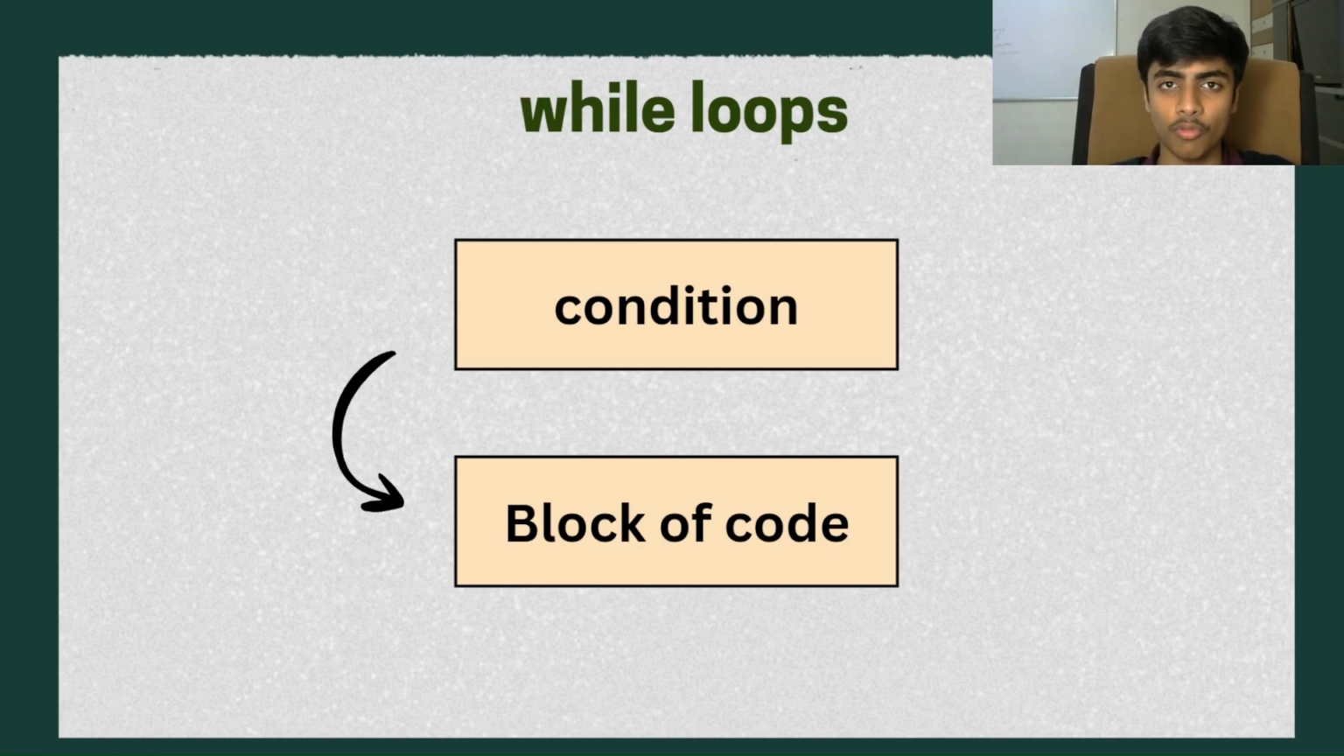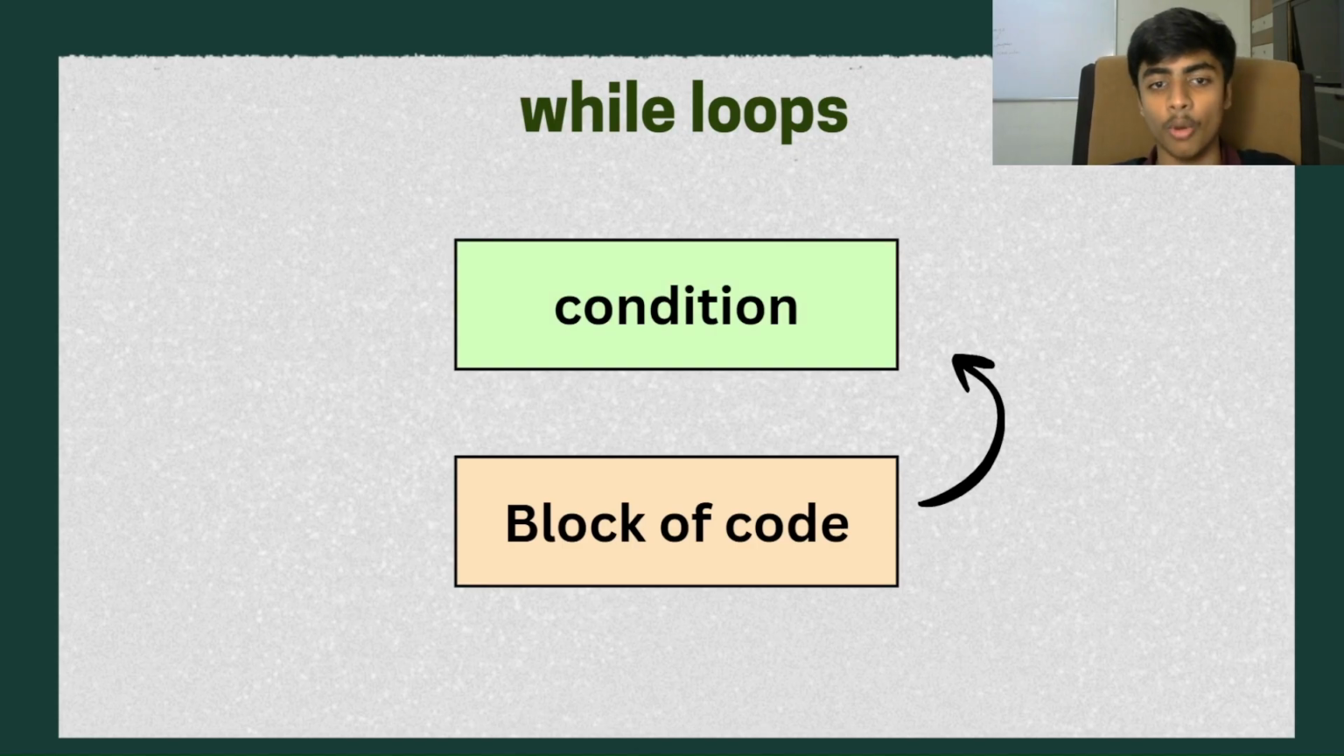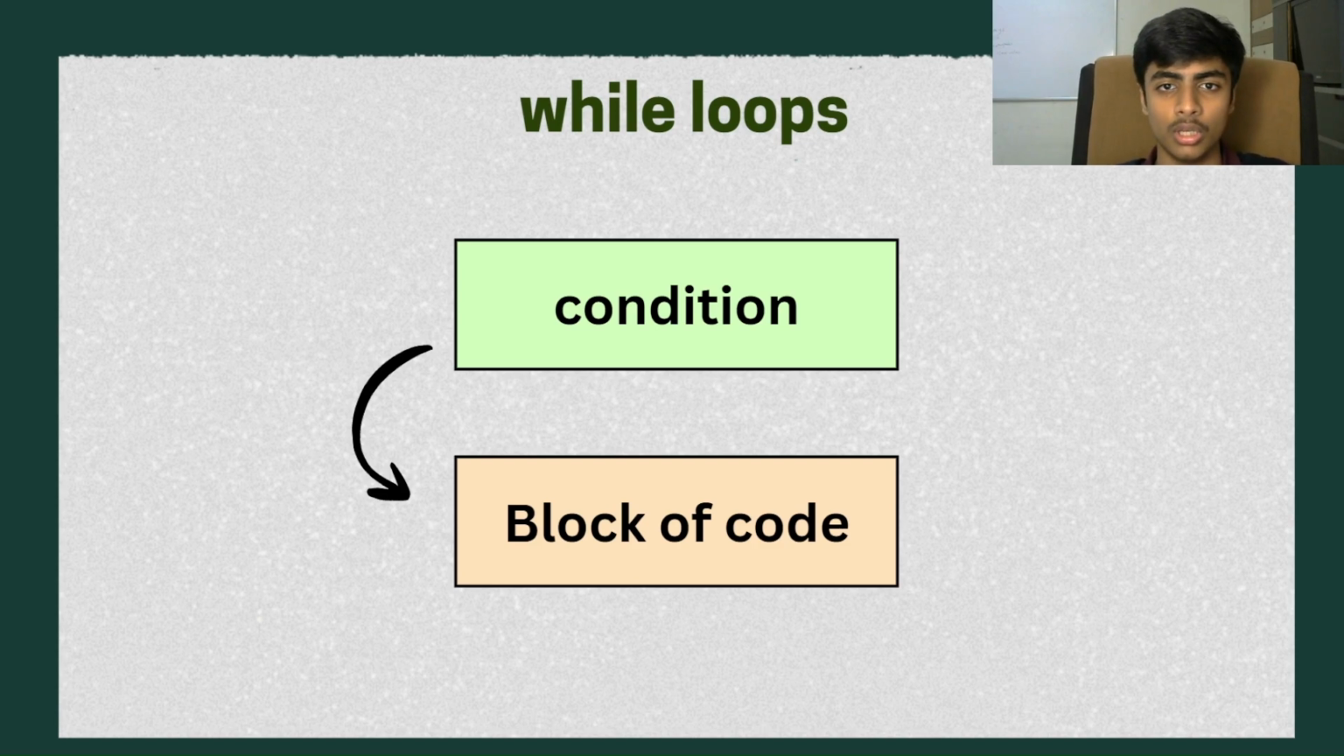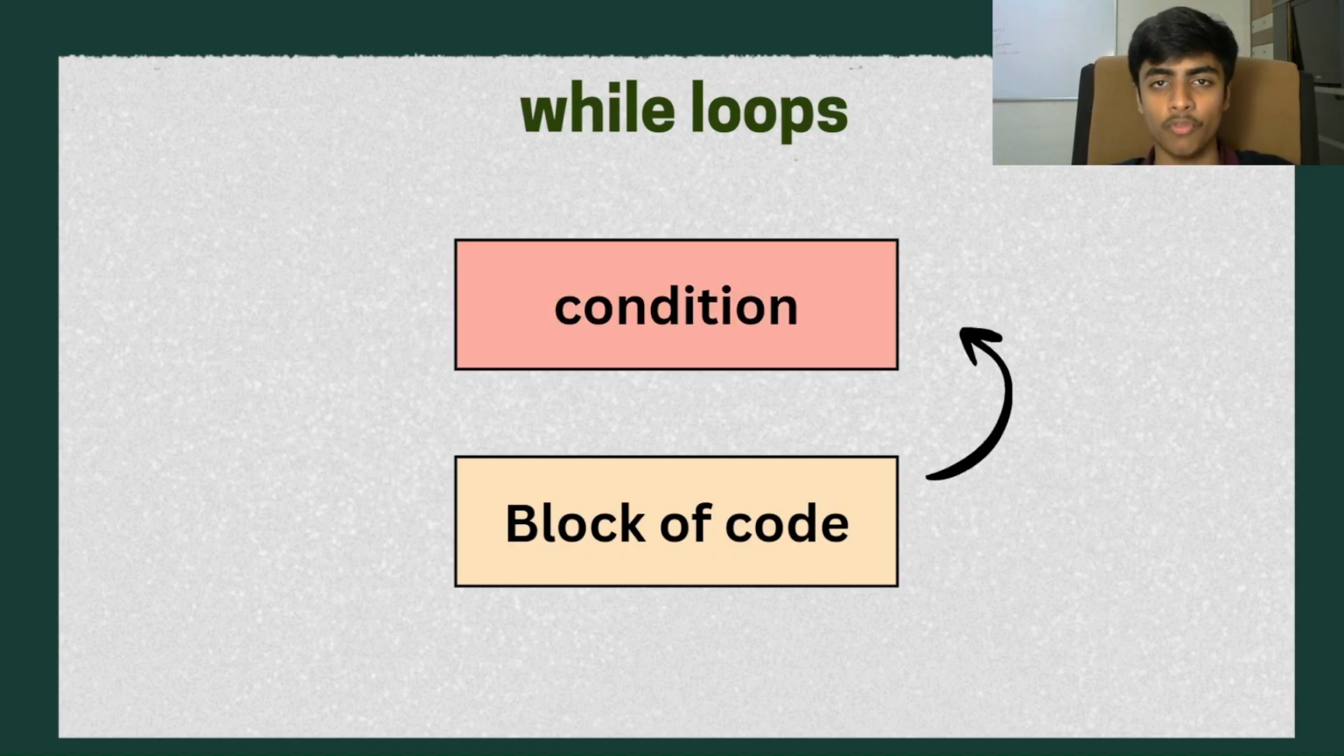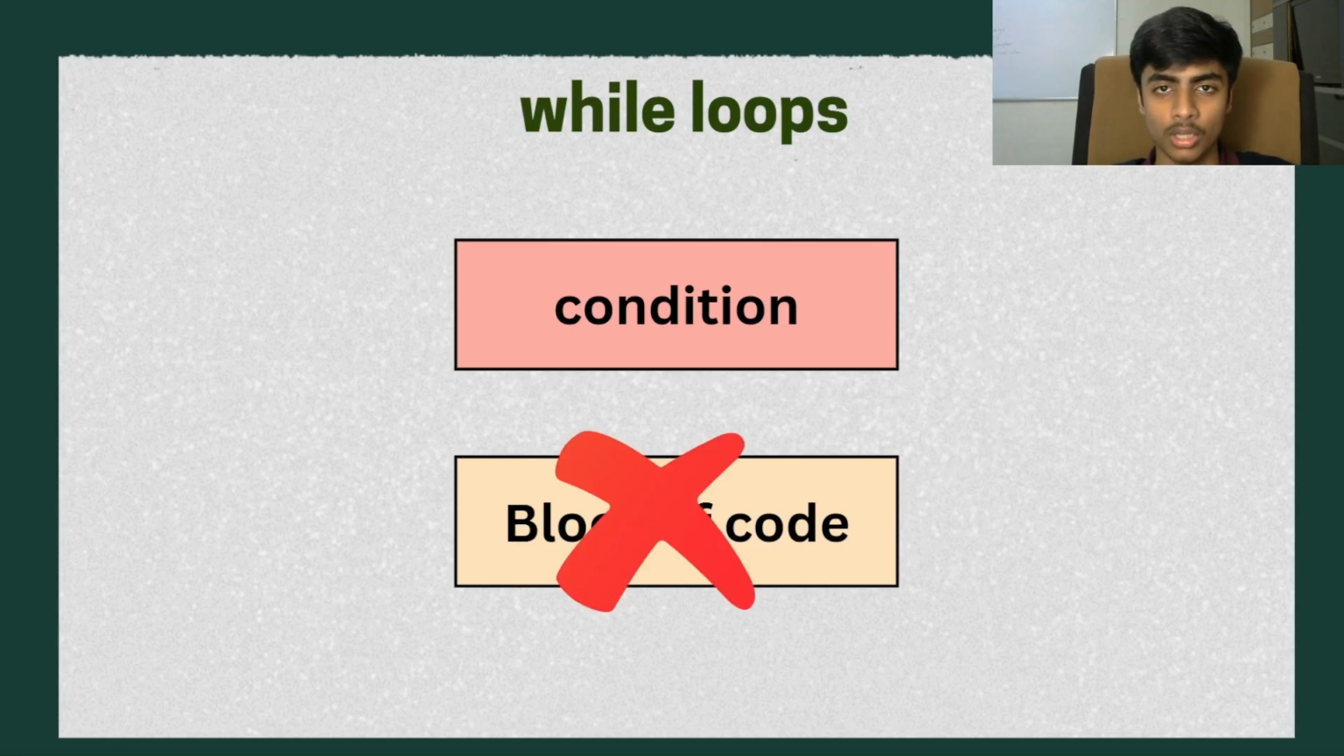Once we execute the block of code, we go back to the condition. We check the condition again, and if the condition is again true, we go back to the block of code. Basically, as long as the condition is true, we keep executing this block of code. Now let's say I go back to the condition, but now the condition is false. When this is the case, we ignore this block of code and we just move on to the rest of the program. This is the main functioning of a while loop, and really other loops as well.